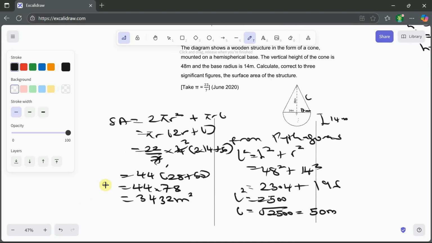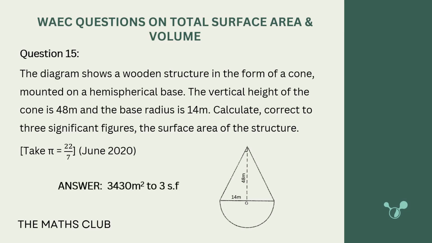So if I scroll down, this is approximately, and after the third figure, the next figure is not even up to 5, so you cannot carry over anything. So approximately 3430 meters squared to 3 significant figures. Always go back to the question and ask, what is the question actually asking me to do? Let's see if the answer is correct. Great. So 3430 meters squared to 3 significant figures.